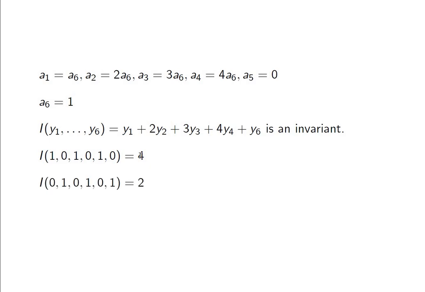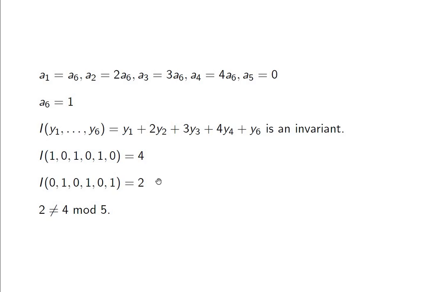If you evaluate this one at 010101, you get 0 plus 2 plus 0 plus 4, that would give me 6, and then plus 1, that would be 7, which is 2 mod 5. Unfortunately, these two are not the same mod 5, therefore, this is an invariant, but it gives you a different value for 010101, and therefore 010101 does not appear anywhere in that sequence.